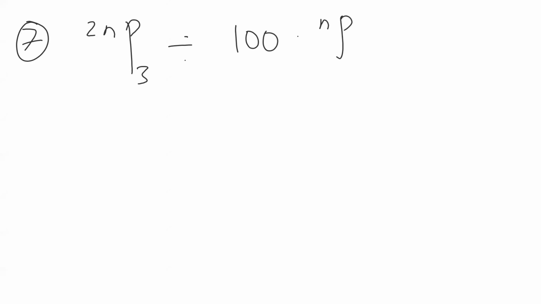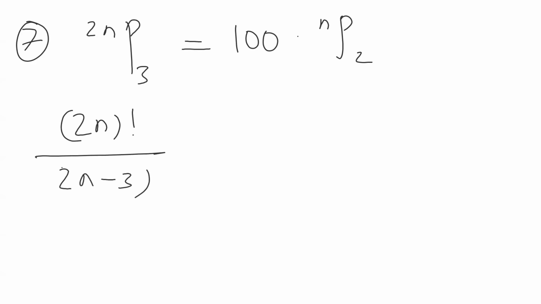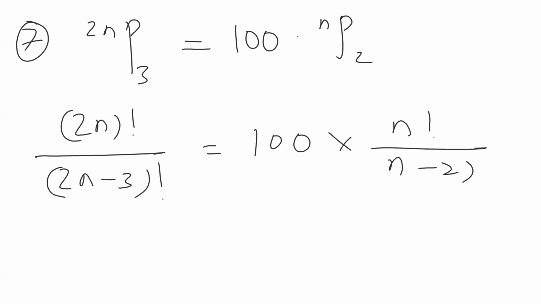Question number 7. 2nP3 is equal to 100 into nP2. I'm sorry, it's not division, it's an equal to sign in between. So nPr formula: 2n factorial upon 2n minus 3 factorial, equal to 100 into n factorial upon n minus 2 factorial, right?